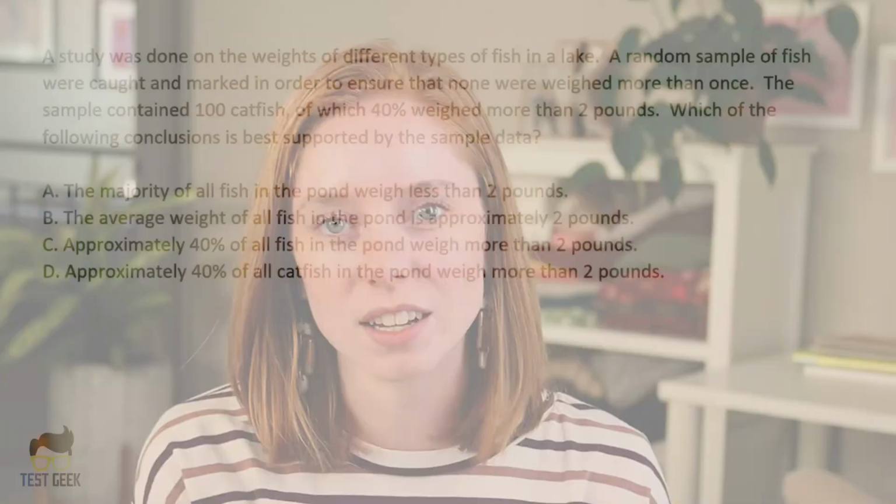Let's try another problem. This one's going to combine skills of percentages with survey design. We're not going to go into detail on what you need to know about survey design for the test, but it falls into the broader category of statistics and modeling for the SAT, so it's something you might want to look into if you're studying for that test. So let's take a look at this problem.